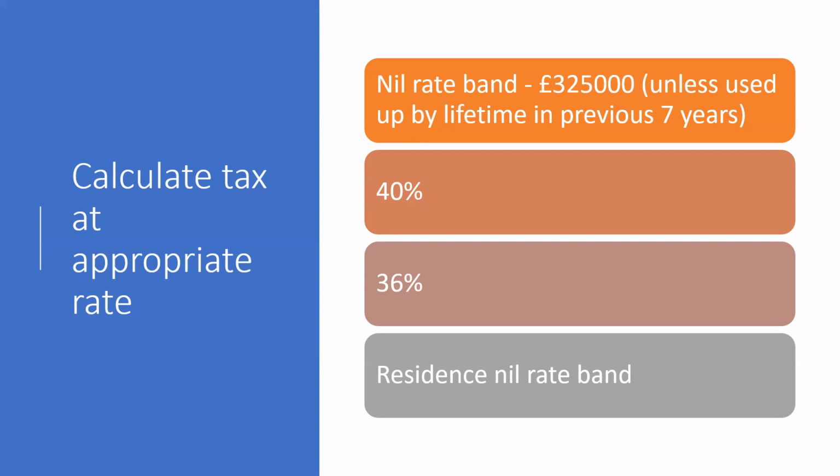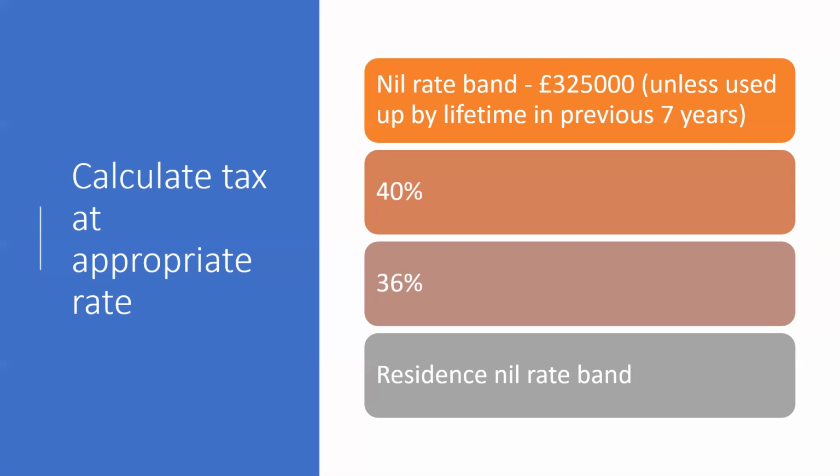Then the rate of tax for anything which is outside that nil rate band will be 40%, unless that thing I was talking about with the charity exemption, if at least 10% of the net estate is left to charity, that reduces the tax that's going to be charged on the rest of it, because obviously the charity bit would be exempt anyway, but it would reduce the tax charged on the rest of it to 36% rather than 40%.